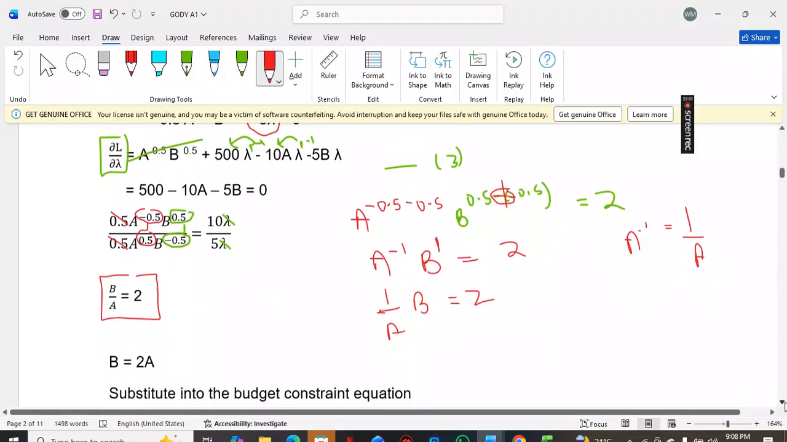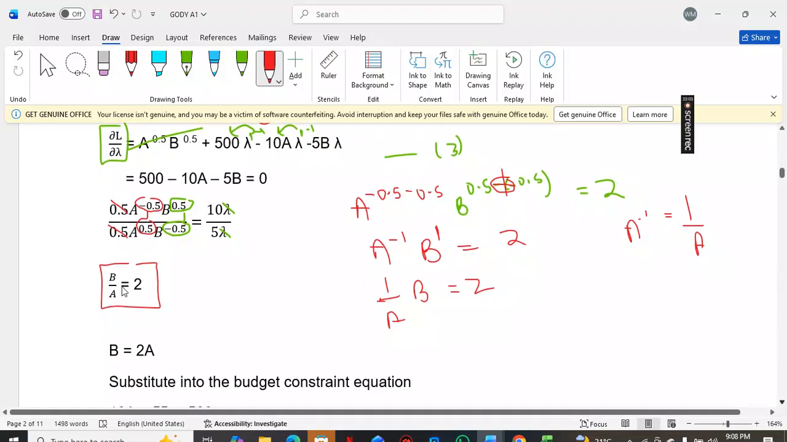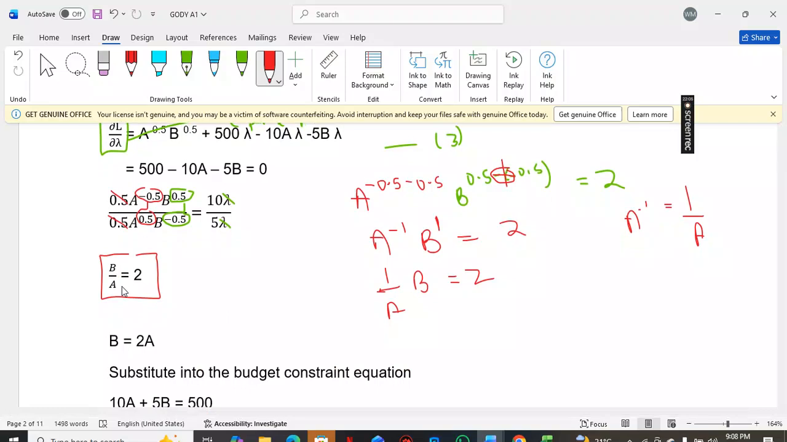Okay, so here you can make either variable the subject of the formula. If you want, you can make a the subject of the formula or b. If we cross multiply, a times 2 is 2a, so you can say b equals 2a. Or if you wanted to make a the subject of the formula, a equals b over 2.